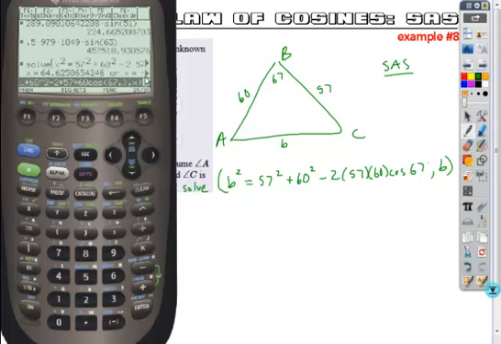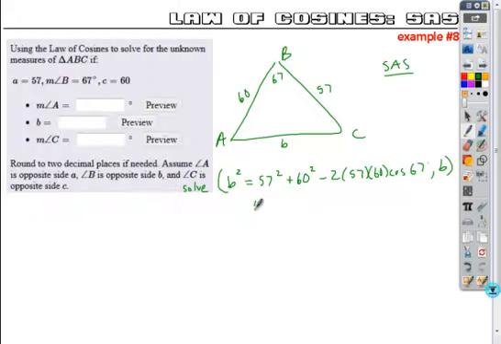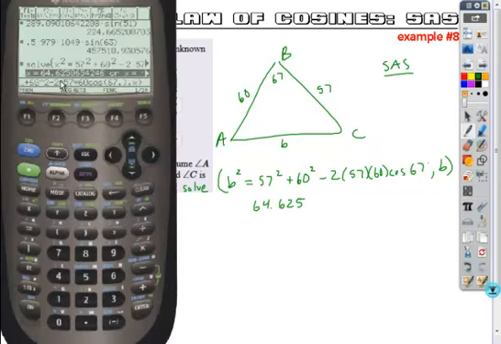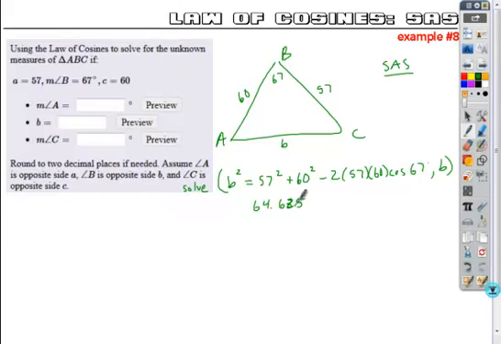Once I have that, I get my solution. In this case, notice it gives me a plus or a minus. I want the positive, so I get 64.625 as my solution, and it wanted 2 decimal places. As I look at that, it is 64.63, so I'll round that to a 3. All right, once I have this measure, 64.63 approximately, what I can now do is go back and find either of the angles.